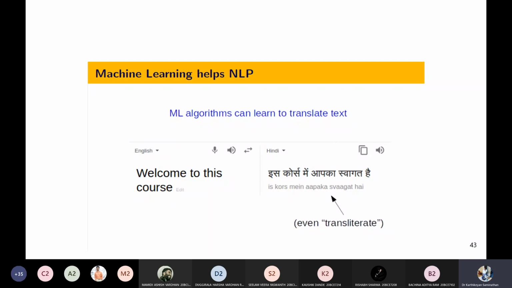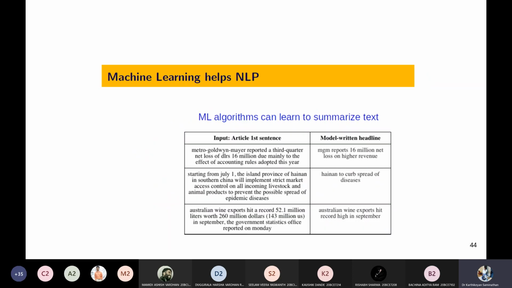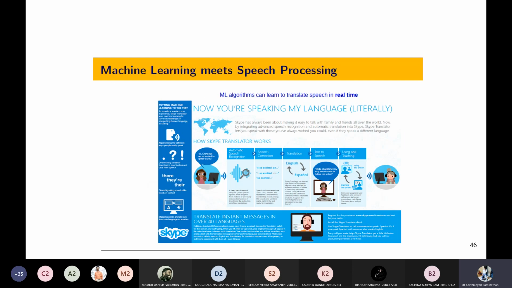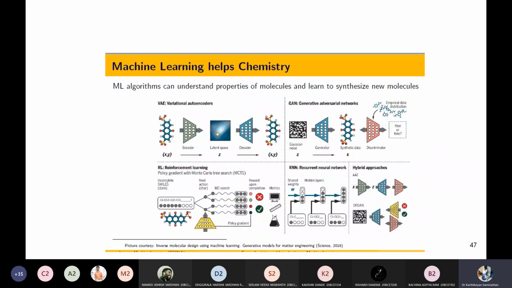Now an ML algorithm can learn to translate text. All translation, Google Translate, completely works on ML and NLP. Then text summarization: how many words are there in the paragraph, how many repetitive words, unique words, etc. These are all ML applications. Then search and information retrieval, where ML is also used. Then speech processing, Skype completely works based on ML. Then machine learning helps chemistry, even in order to understand and synthesize new molecular structures.